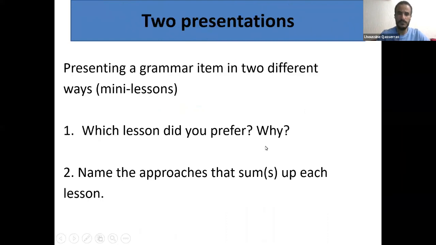Yes, let's move on. Now, let's start teaching grammar. I'm going to present two presentations about teaching grammar. And your job is, number one, which lesson did you prefer and why? Number two, name the approaches that sum up each lesson. All right, so I'm going to start with the first one. I'm going to teach simple past. Then I move to the second presentation about the simple past. So presentation number one. Are you ready?